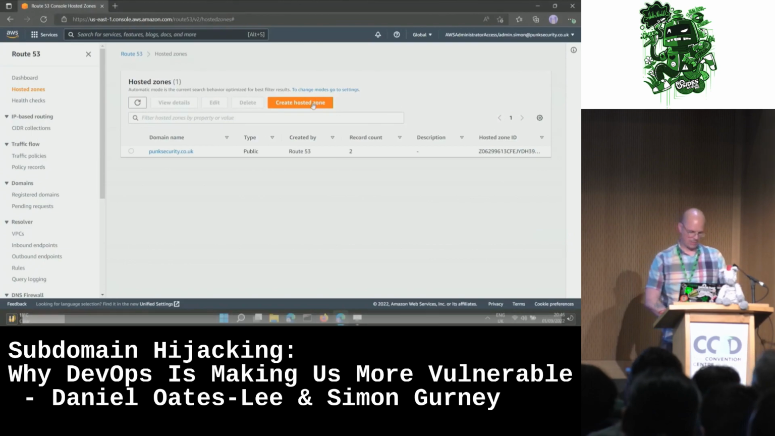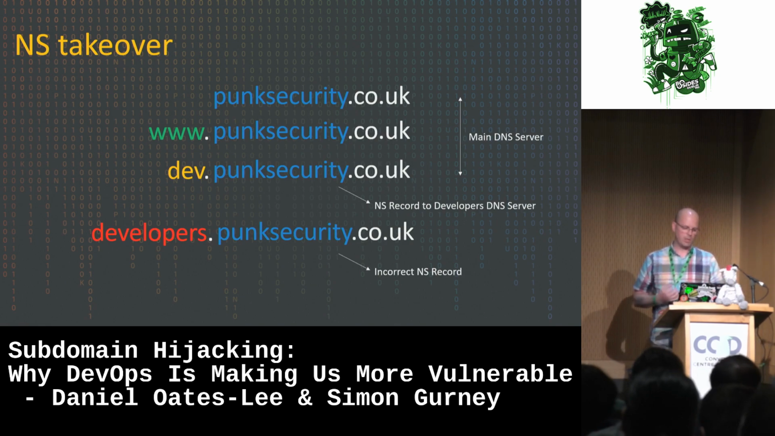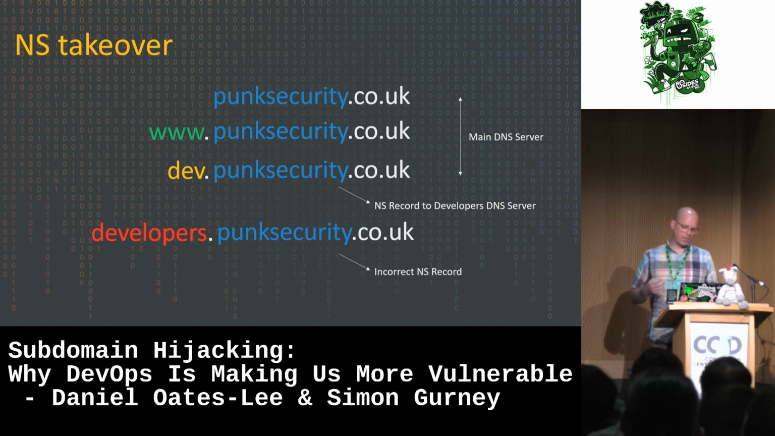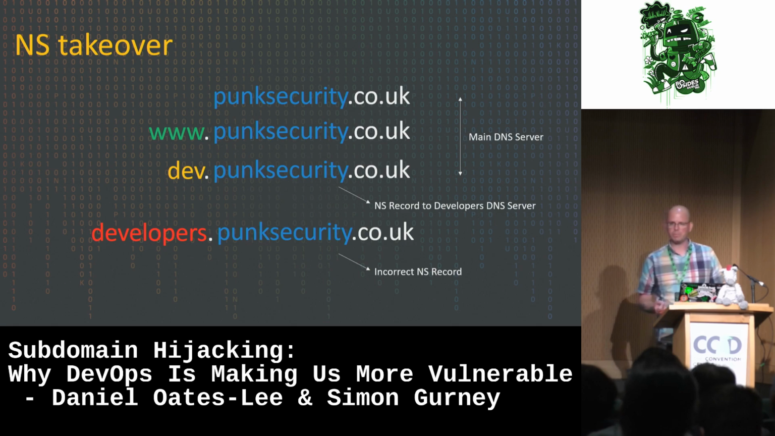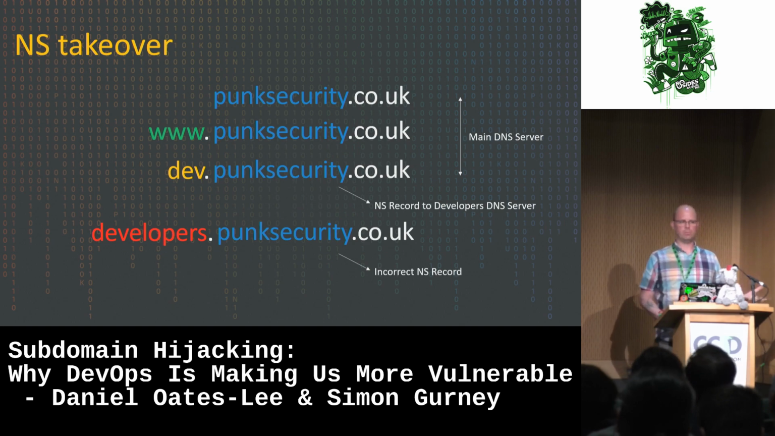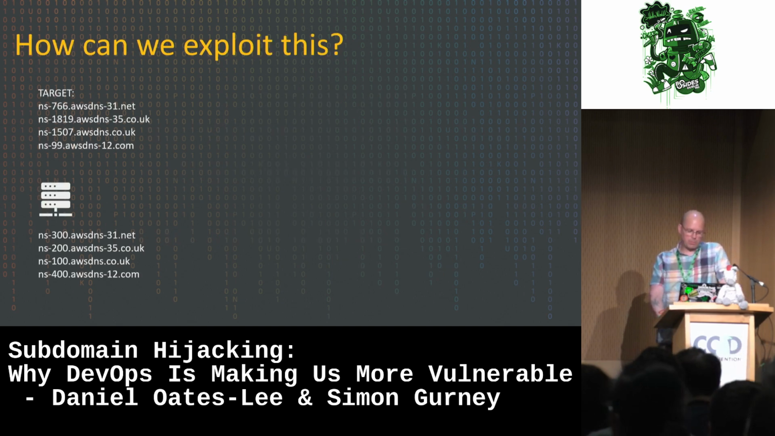So what happened there is rather than creating dev, he created the zone dev.punksecurity.co.uk so the developers could go and create their own name records. But then in the main Punk Security zone, he created an incorrect NS record, which left developers.punksecurity.co.uk unassociated, basically. Now, how can we exploit this?